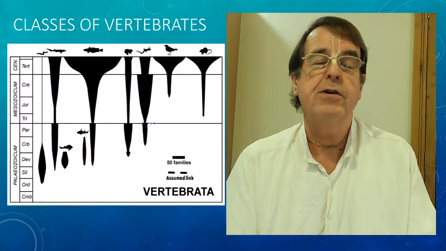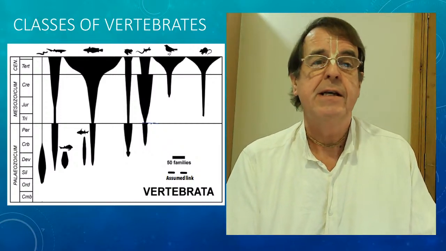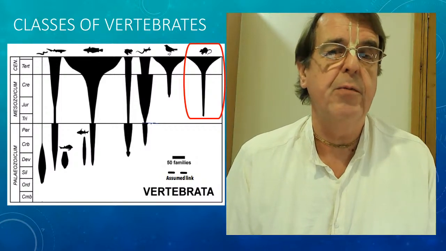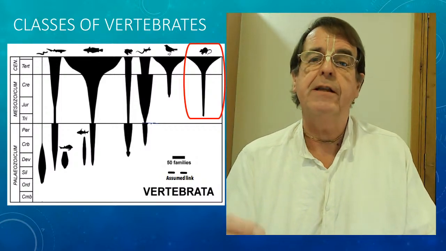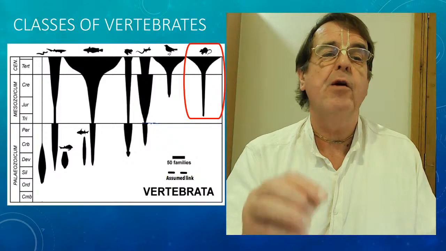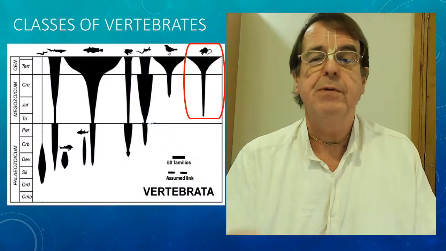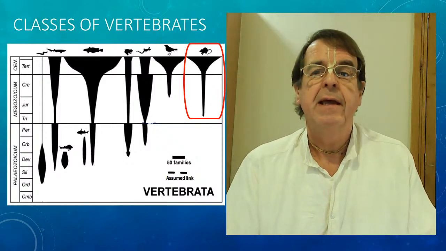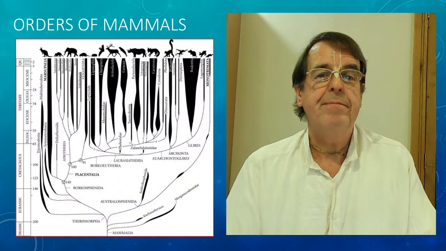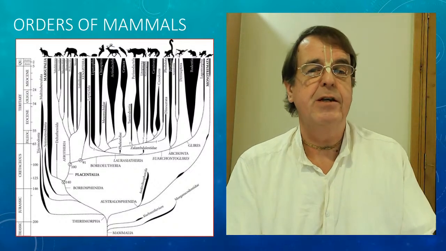For instance, let's focus on one of the classes, the mammals. So that's the grouping over there. And we'll look at the fossil record for all the different orders within this particular class. Here they are, and you can show them along the top.